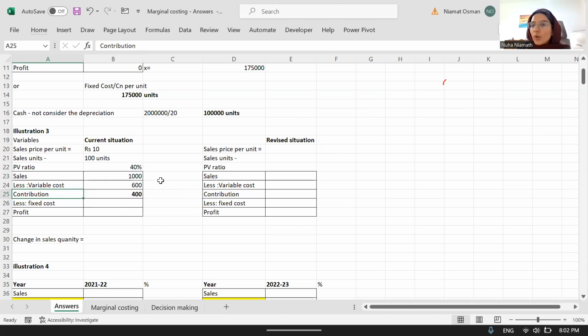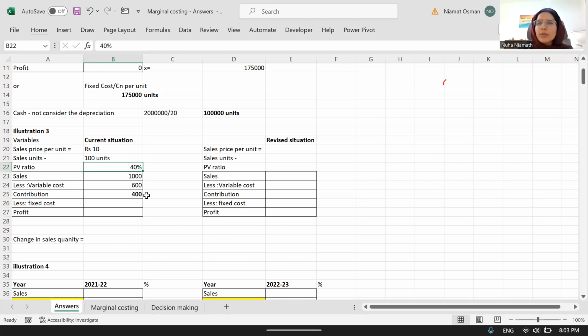Okay, Sharifa wants me to repeat. Sharifa, did you understand the concept of taking 10 rupees as sales price per unit and 100 units as sales units? You understood that it is a random sample we are taking so that we can begin the question, because we have no other information. If you want, you can take 1000 units, 2000 units, whatever you want. So I put the sales, which is 10 rupees into 100 units. Then I get a 40% PV ratio. PV ratio is contribution divided by sales.